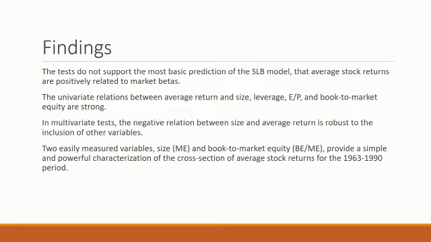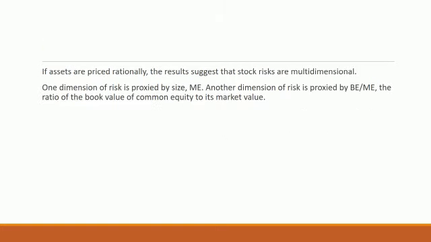Now let's move toward the findings of the study. In short, their tests do not support the most basic prediction of the SLB model, that average stock returns are positively related to market betas. Unlike the simple relation between beta and average return, the univariate relations between average return and size, leverage, earnings-price, and book to market equity are strong. But in the multivariate case, the negative relation between size and average return is robust to the inclusion of other variables. The positive relationship between book to market equity and average return also persists in the competition of other variables.